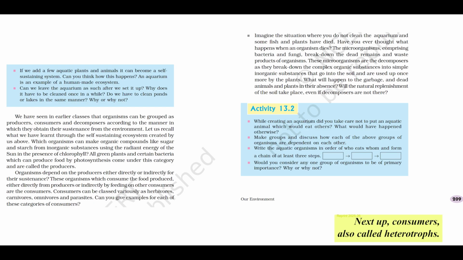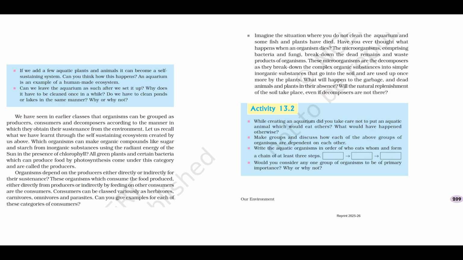Got it. Next up, consumers, also called heterotrophs. Hetero means other. They can't make their own food, so they get it by eating other organisms. They depend on producers directly or indirectly. Okay, so they eat the producers or eat things that eat producers. Exactly, and we need to classify them further for your exams. First, herbivores. These are the primary consumers. They eat plants directly, like cows eating grass. Or goats. Perfect examples. Cows, goats, rabbits, deer, common herbivores in India. They're the first level of eaters.